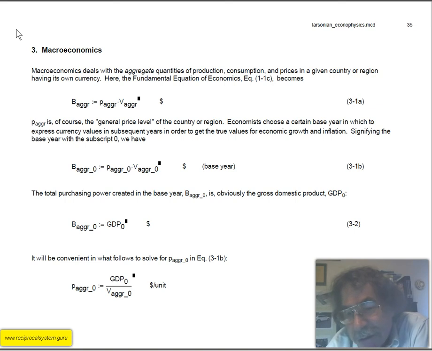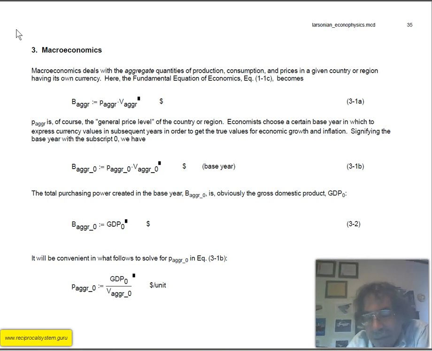The total purchasing power created in the base year, which is B sub aggregate 0, is obviously the gross domestic product, GDP sub 0. So we, of course, have B sub aggregate 0 equals GDP sub 0, and that's in dollars, or whatever currency you're using, euros, whatever. It will be convenient in what follows to solve for P sub aggregate 0 in equation 3.1b. So this is obviously P sub aggregate 0 equals GDP sub 0 divided by V sub aggregate 0. Again, V is volume, incidentally. And this is the dollars per unit.